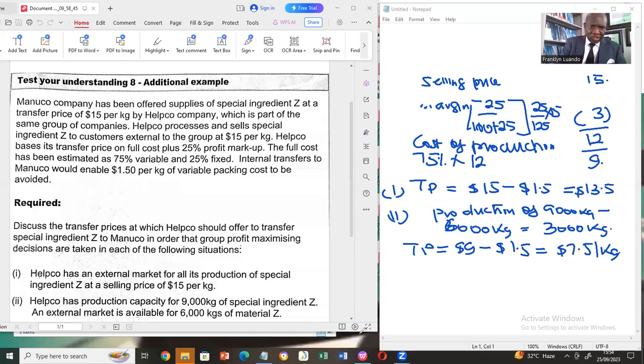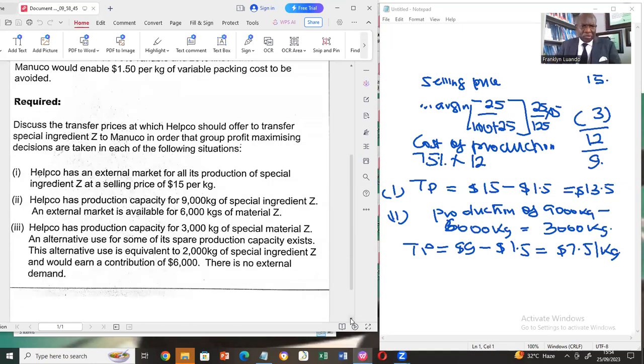Now we look at the other question here. HelpCo has production capacity for 3,000 kilos of special materials Z. An alternative use for some of its spare production capacity exists. This alternative use is equivalent to 2,000 kilos of special ingredient Z and would earn a contribution of 6,000. There is no external demand. So here, HelpCo is operating at excess capacity with alternative use. Therefore, we need to determine what is the contribution per kilo for alternative use. So there, question 3.